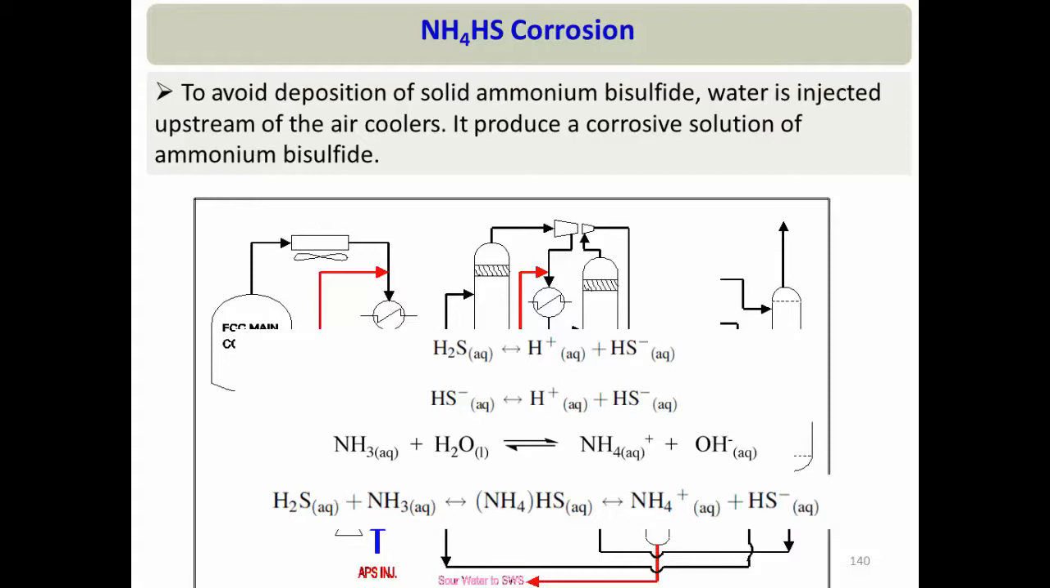So what happened? When these ions form, the water contains these ions, and we found that these ions also cause corrosion. So we have tried to solve one problem by injecting water, or we are just trying to investigate what will happen if Kp is lowered. In that case also, ammonium ion and HS minus ion will form, and the HS minus ion and ammonium ion will also cause corrosion, and because of that reason it is written here, it produces a corrosive solution of ammonium bisulfide.